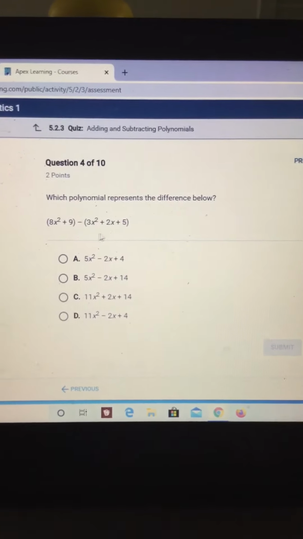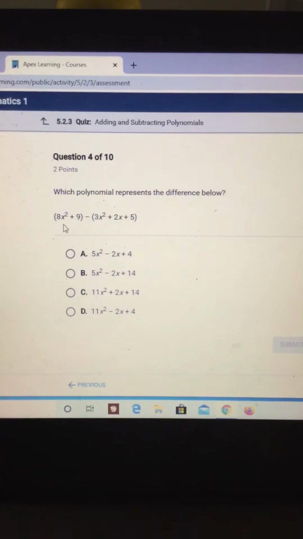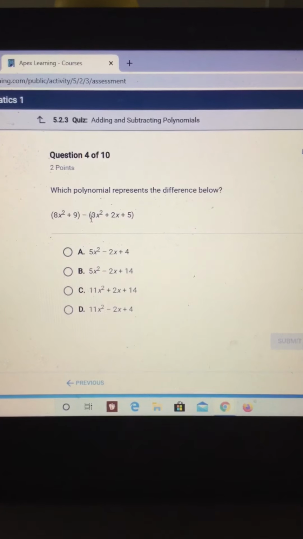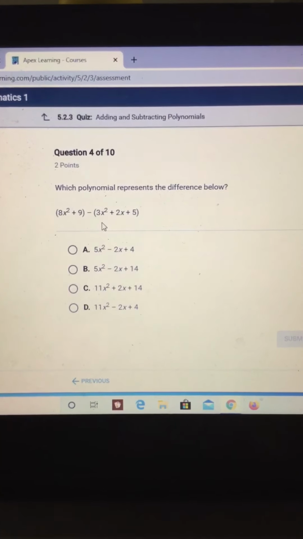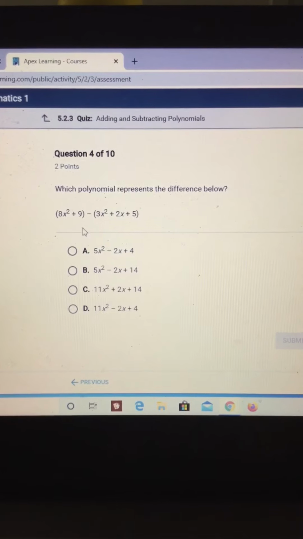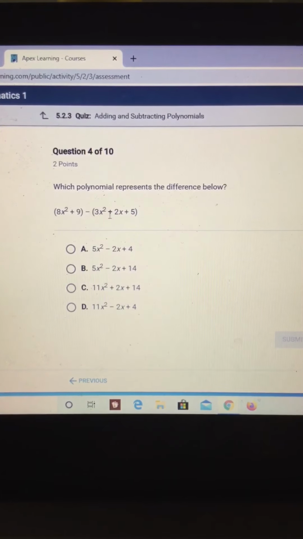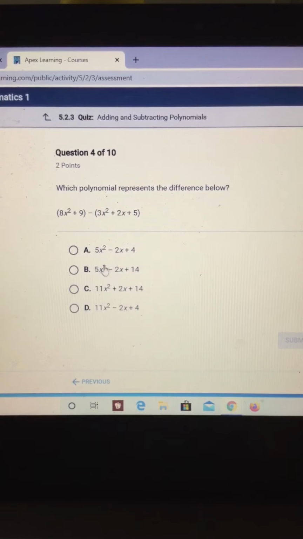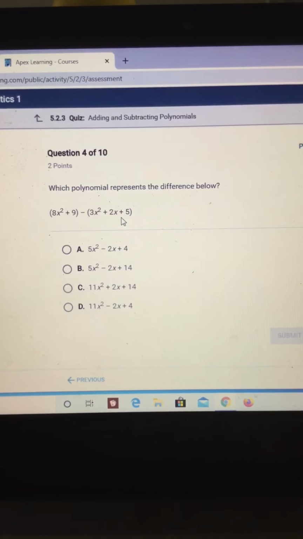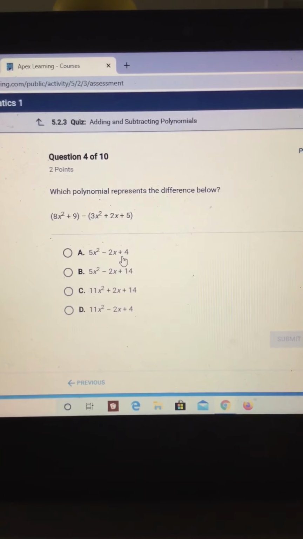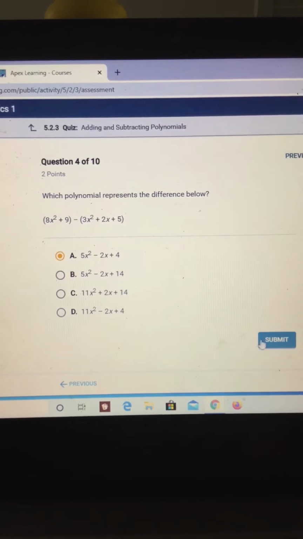All right, so I will do something like, okay, here's 8x squared plus 9, and this minus makes this a minus, and this a minus, and this a minus, so I have to do 8x squared minus 3x squared, which is 5x squared, so it's one of these two. And then it's going to be minus 2x, so 5x squared minus 2x, well, okay, so it's going to be 9 minus 5, because this plus becomes a minus, so it's going to be plus 4. So my answer is here. Boom, submit. Okay, and I can walk them through a couple of problems like that. All right, so it works out for me, and that's how it works.